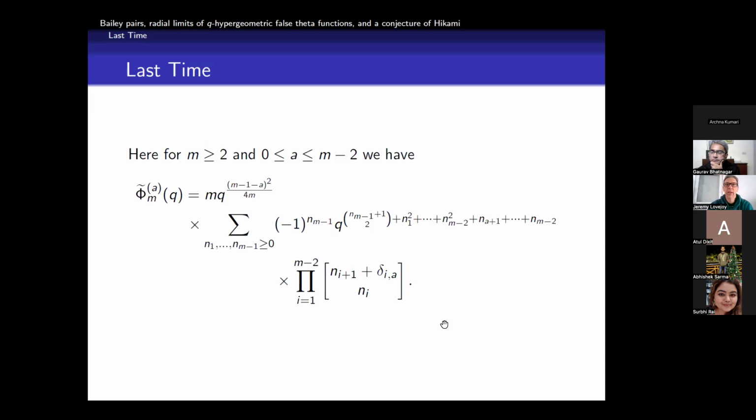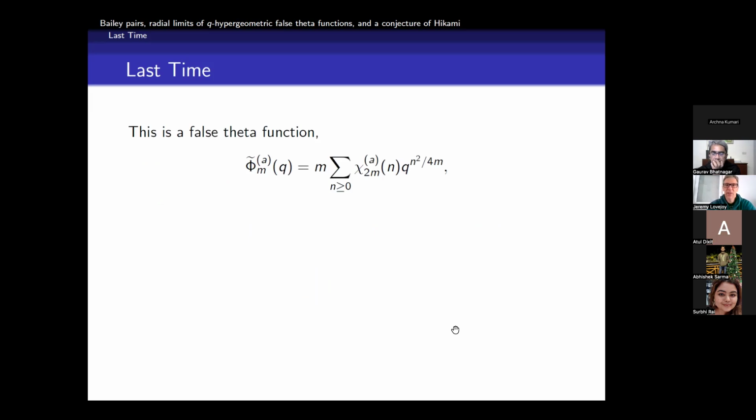Let me review what these functions are. The left-hand side, I said, is a q-multisum, which is a false theta function. This is the q-multisum. It looks like the usual kind of thing we see when we look at Andrews-Gordon type identities or q-multisums in general. This thing might look a little different to you: this product of q-binomial coefficients with this delta_{i,a} in there. This is becoming more and more common. I'm seeing this more and more often now in families of q-series.